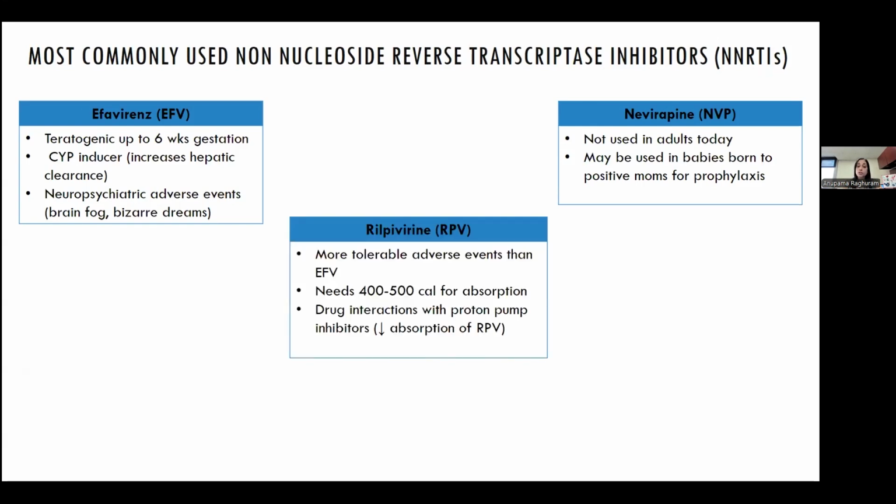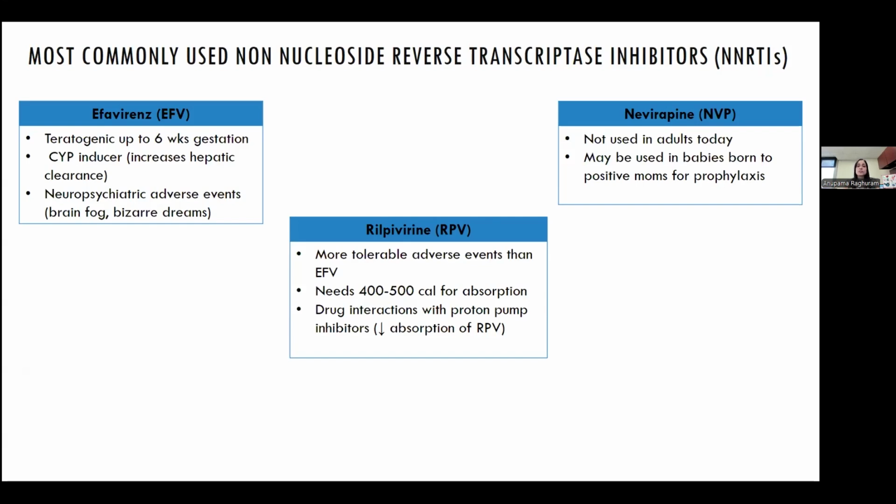The third one I will talk about is rilpivirine. This is a newer generation NNRTI. It does have more tolerable adverse events than efavirenz, so the percentage of the brain fog and those bizarre dreams is going to be less.